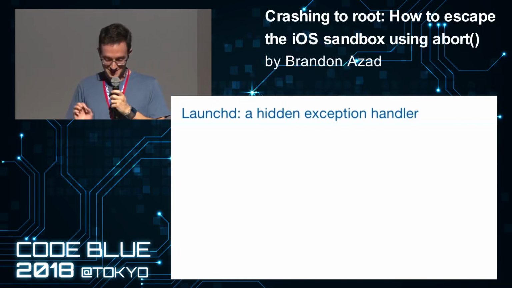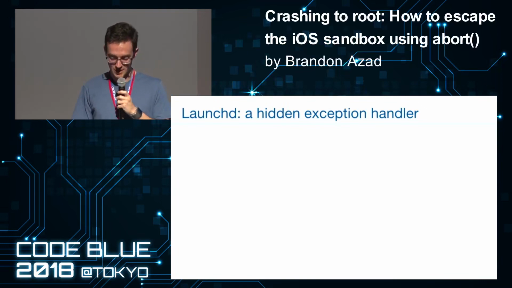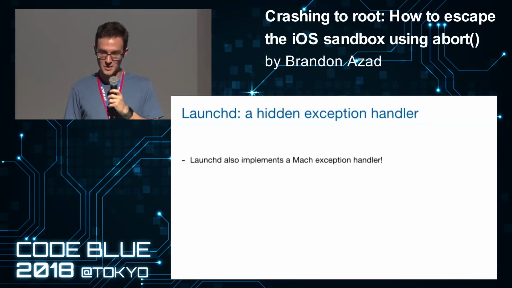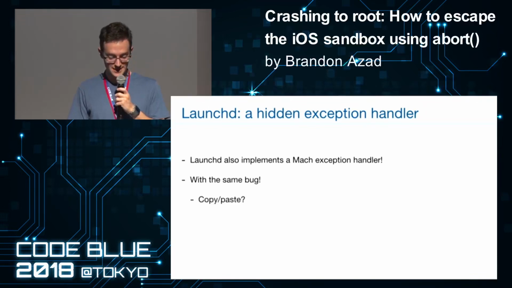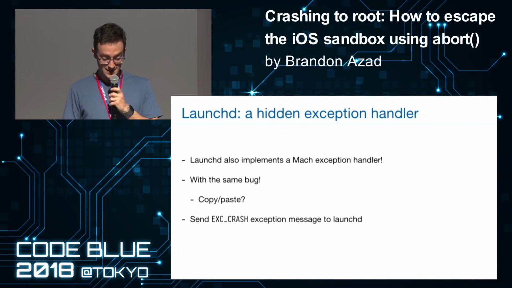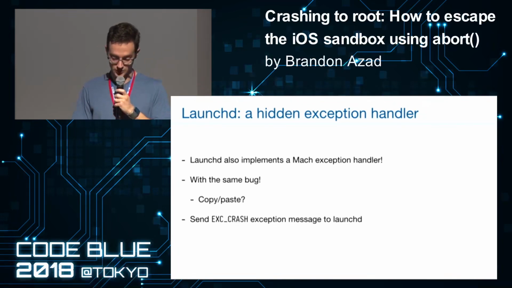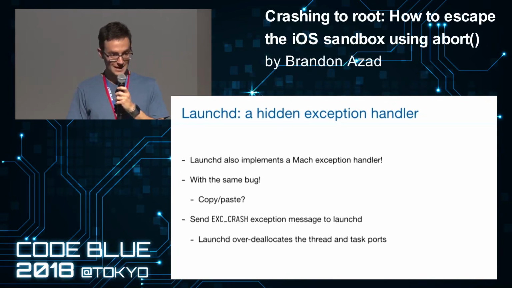The story might have ended there, but I was reversing LaunchD for some unrelated security research, and I found something quite surprising. LaunchD also implements a mock exception handler. And guess what? It has the same bug in it. Now, I have some theories as to what development technique might have led to this, but the end result is the same. Sending an xcrash exception message to LaunchD will cause it to over-deallocate the thread and task ports.